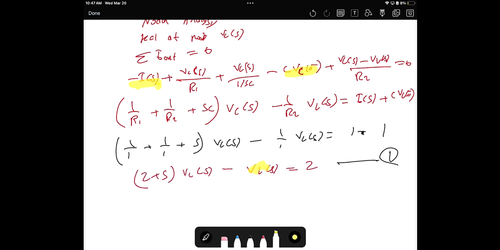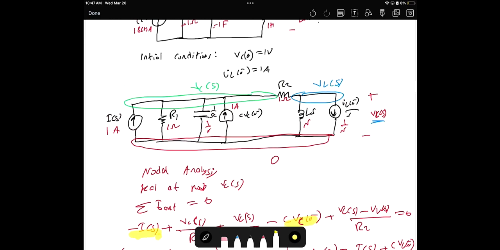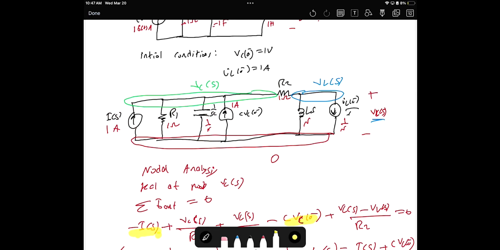We have VL of S, VC of S. Again, according to nodal analysis, we need to do KCL at each node except the reference, which is 0. So we have 3 nodes. Remove the reference, we then have 2 remaining nodes. So we need to do KCL at the other node, which is VL of S.